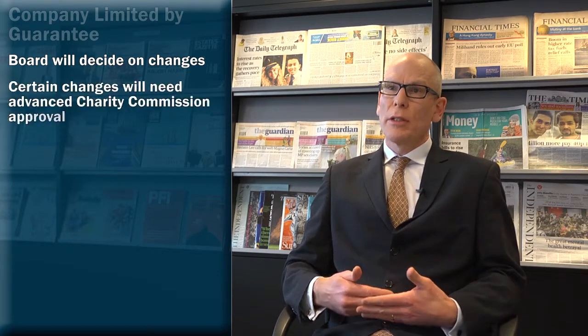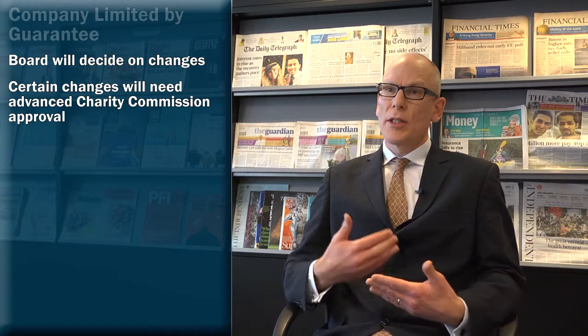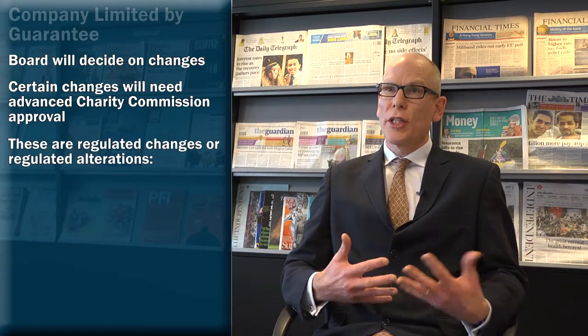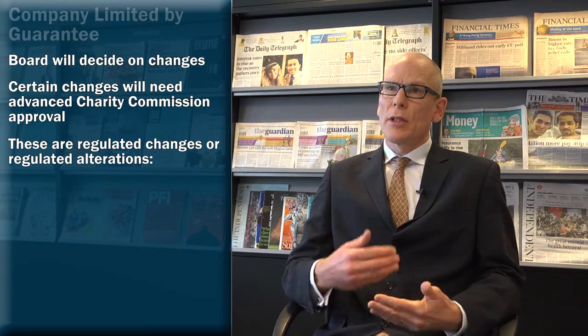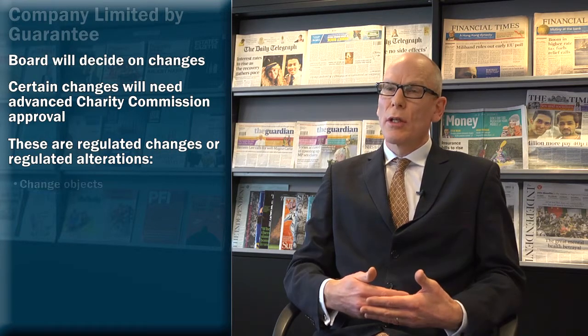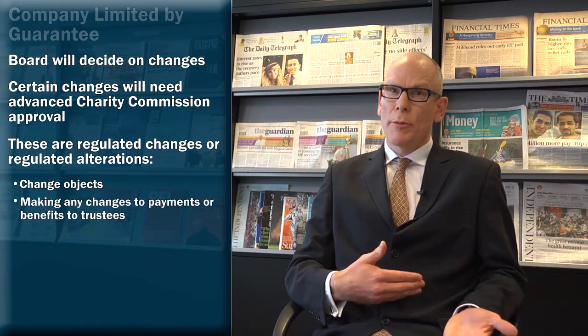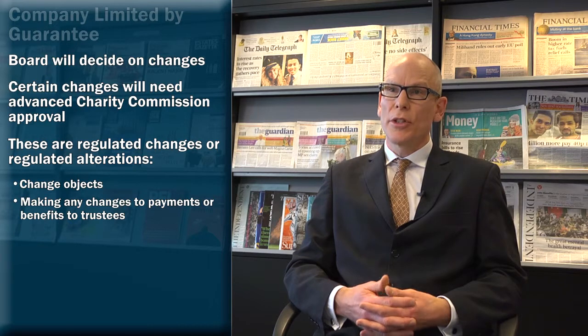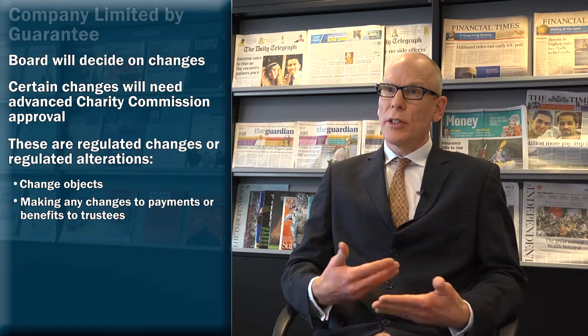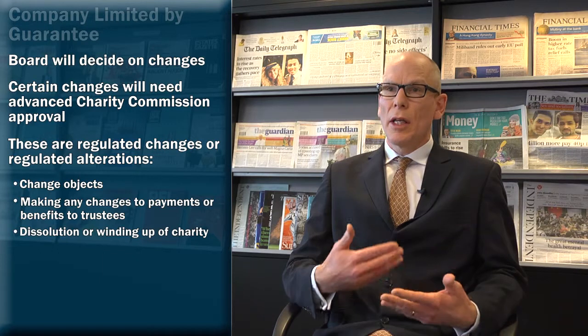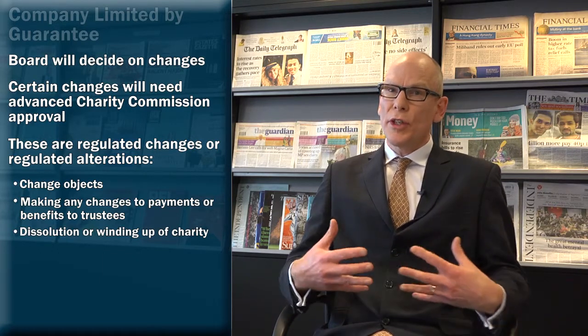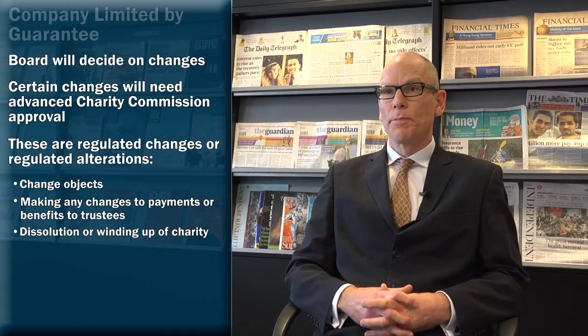So first of all, the board looks at the objects and the rest of the constitution, the memorandum and articles, and thinks what changes they want to make. Certain changes will need advanced Charity Commission approval. They're sometimes called regulated changes or regulated alterations, and they relate to things which involve changing the objects of the charity, or making any changes to payments that may be available to trustees or other benefits that may be available to trustees, or thirdly, anything relating to dissolution or winding up of the charity. If what you're changing impacts on any of those three areas, you will need advanced Charity Commission approval.